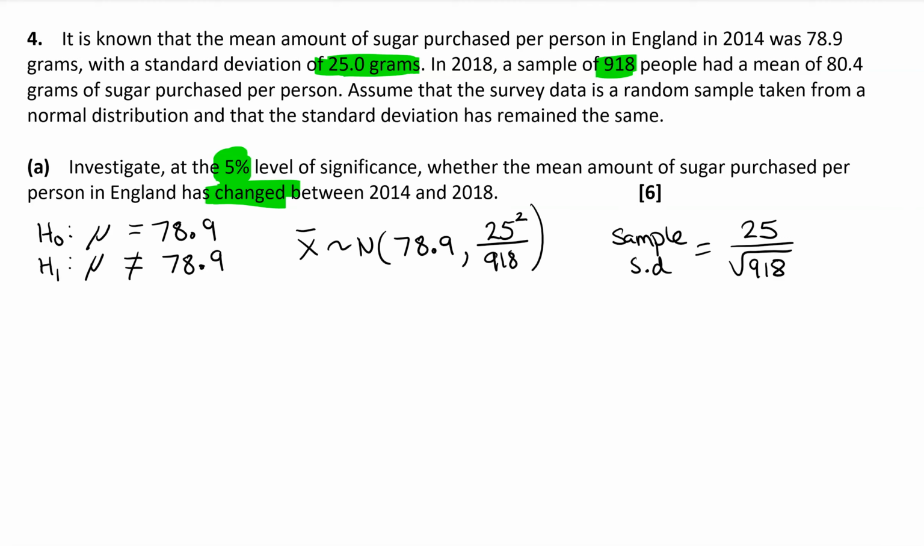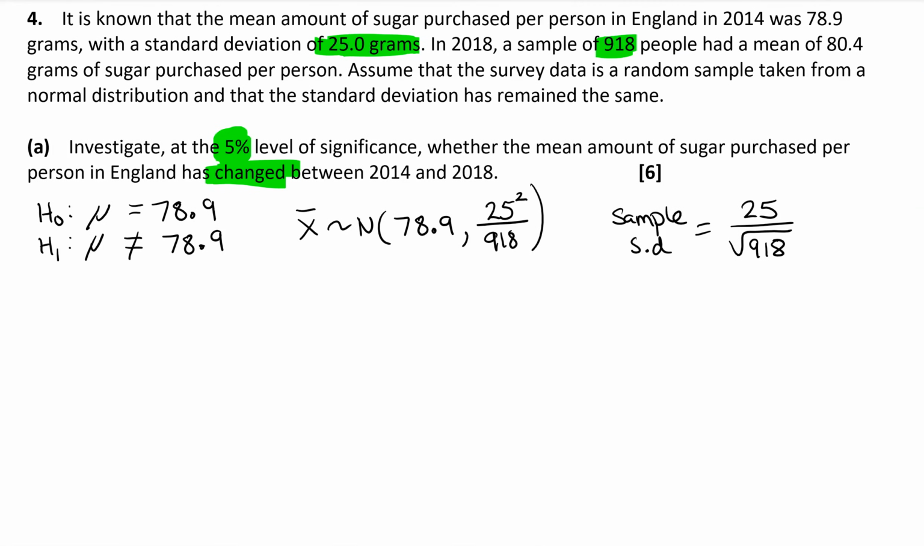In the sample, it was found that 918 people had a mean of 80.4 grams of sugar purchased per person. So 80.4 is above the mean, so this means I need to test it in the upper tail. So what I need to do is work out the probability that x is greater than 80.4. A lot of people made the mistake when they did the test of putting less than, okay? Because 80.4 is above the mean, it's going to be greater than here. If I was looking at a number that was below the mean, then I'd put less than.